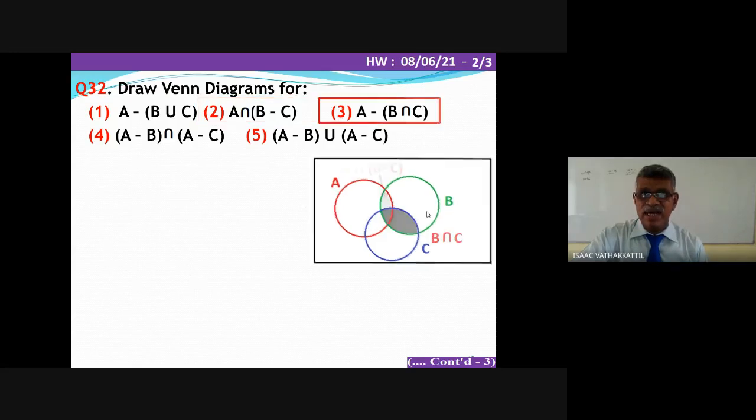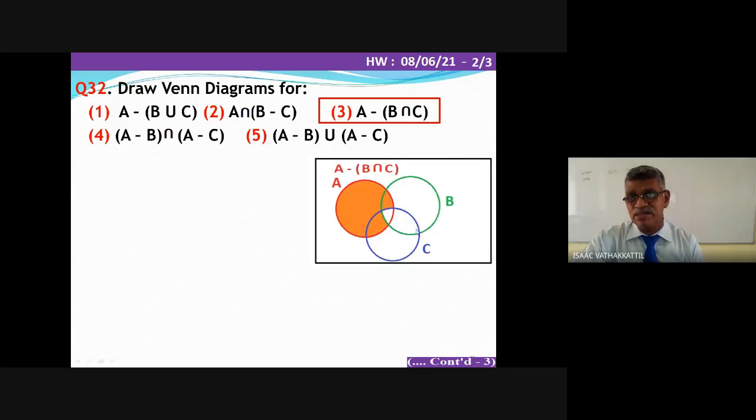Now the third is A minus (B intersection C). Where is B intersection C? B and C, the common portion is B intersection C. Now from A, remove this. The red circle is A. From A, you remove the shaded portion. You get A minus (B intersection C). Agreed? A minus (B intersection C).